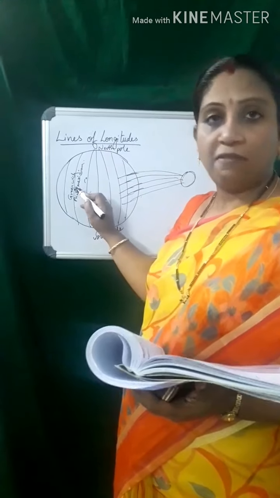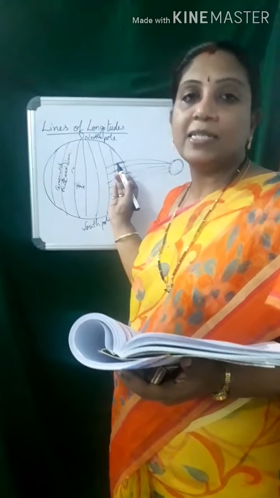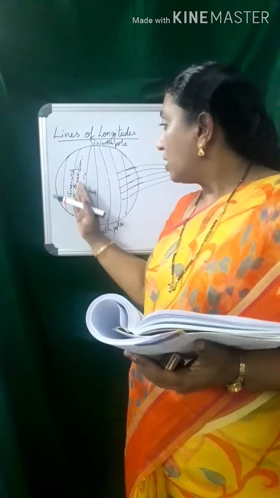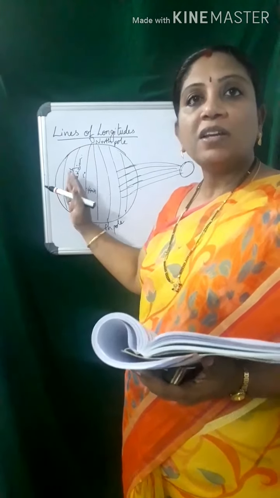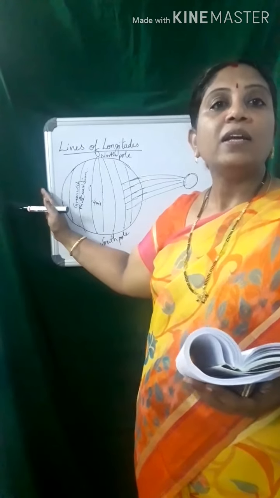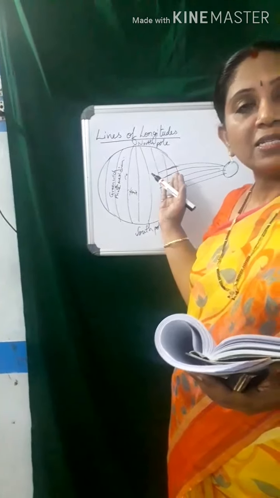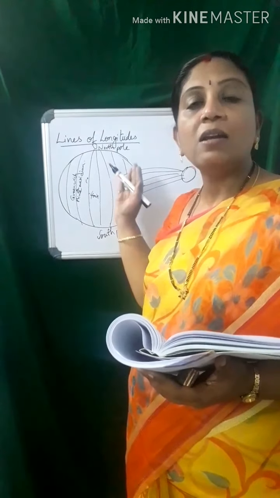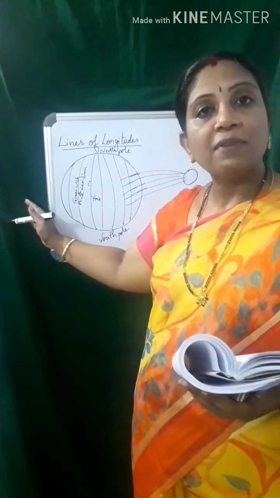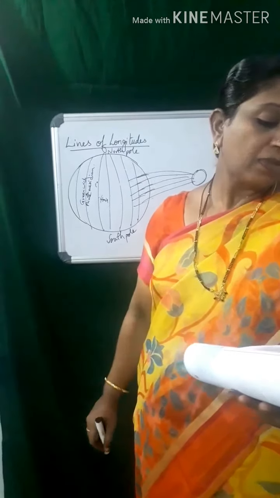Here it is 5. If we go towards 15 degrees east from Greenwich, it is 6 p.m. And if we go towards the west 15 degrees, then it will be 4 p.m. That means if we go towards the east, it increases by 1 hour, and if we go towards the west, it decreases by 1 hour.